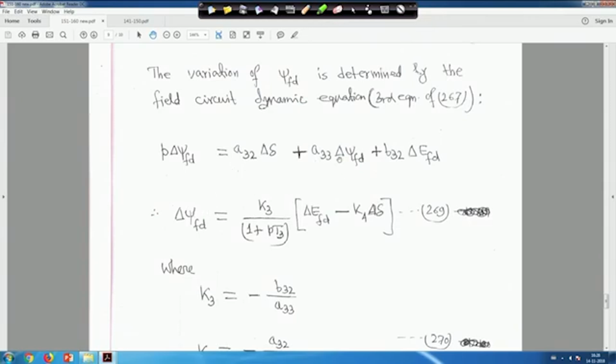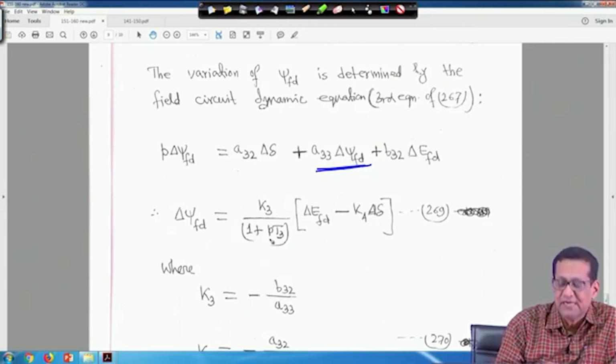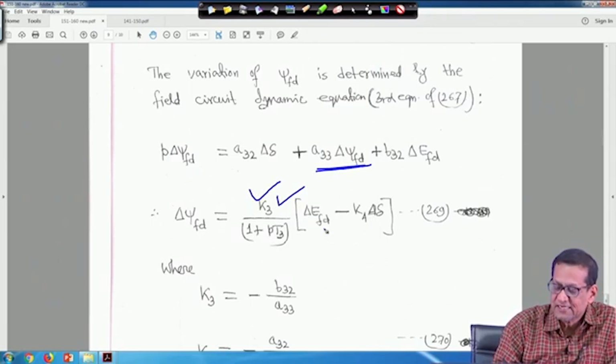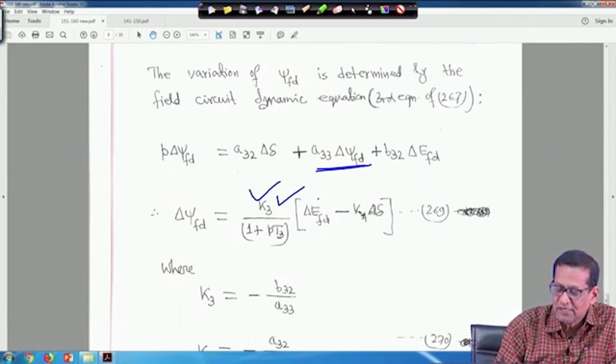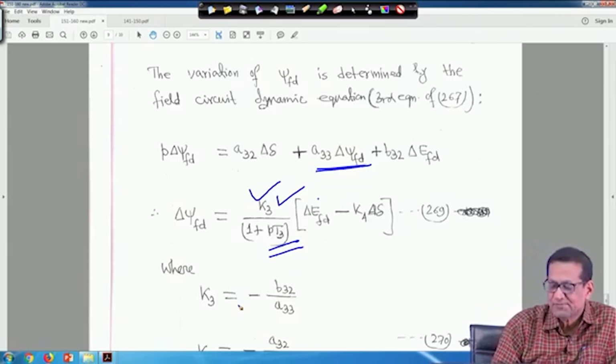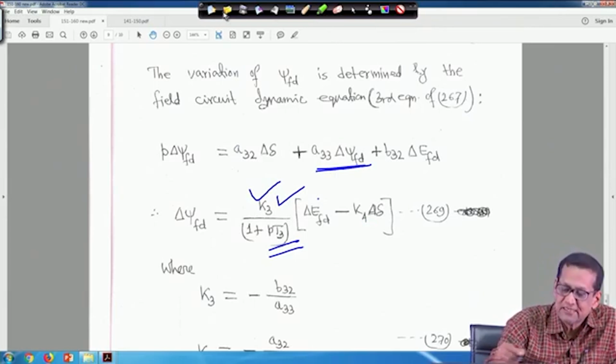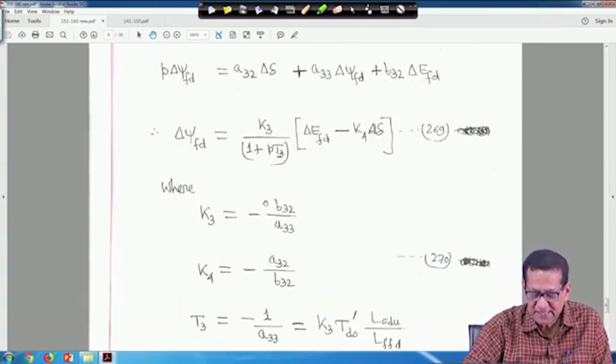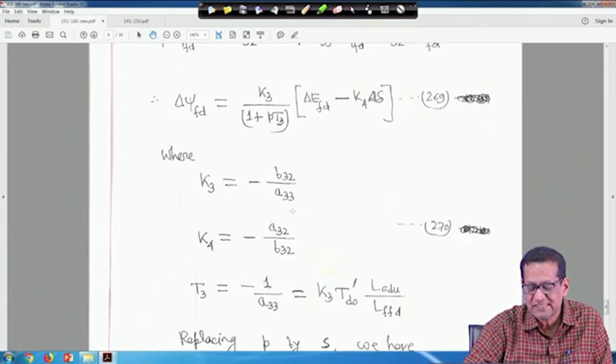What you do is bring this term to the left hand side and simplify the way it has been made here. Here the B32 delta Efd term is there, and for A32 delta delta, you bring this term and simplify and bring it in this form. All the K3 and K4 are given, you please bring it in this form. You just have to simplify this, and it will become delta Efd minus K4 delta delta. Now the question is that K3 and K4 are given like this: K3 is equal to minus B32 upon A33, K4 will become minus A32 upon B32, you just represent it in this form.